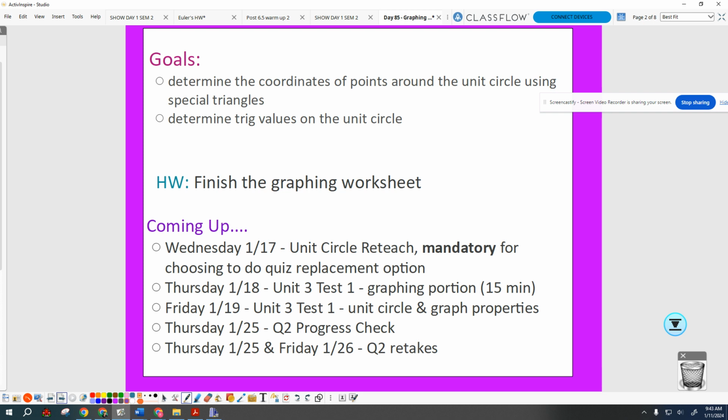It doesn't count as one of the options for a retake, but if you wish to replace your unit circle quiz, you need to come to the reteach that is Wednesday next week. And the retake of that will be Friday's unit test. So whatever average you get on the unit test, if you've done the reteach, turned in your corrections, did things right, and checked a box and turned it in to me before the test, and you check a box on Friday, your test average on Friday can be used to replace your quiz score.